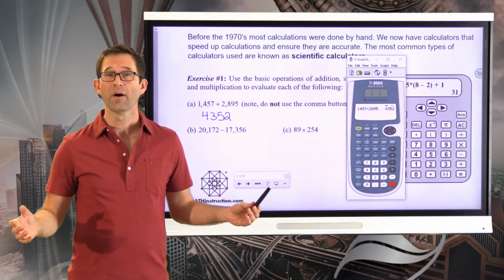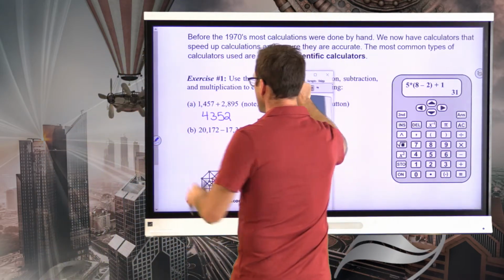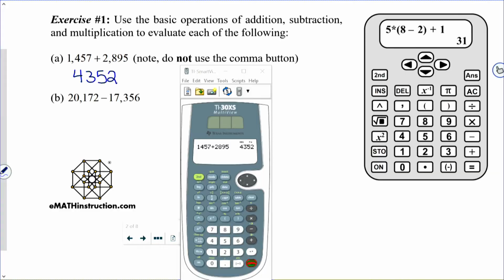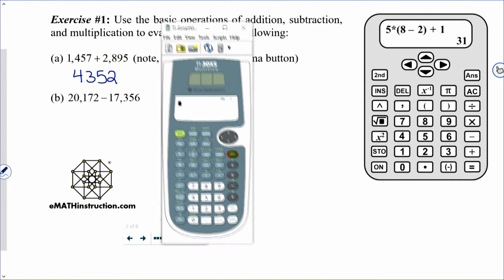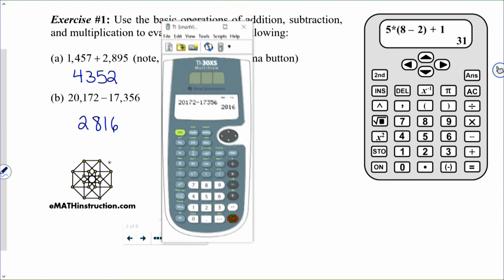All right, it's all button pushing, but let's make sure we can push the right buttons. Let's do it. Here we go. I'm going to hit the clear button on my calculator just so I don't have to see my last calculation. 20,172 minus 17,356. Enter. Gives me 2,816. Awesome.